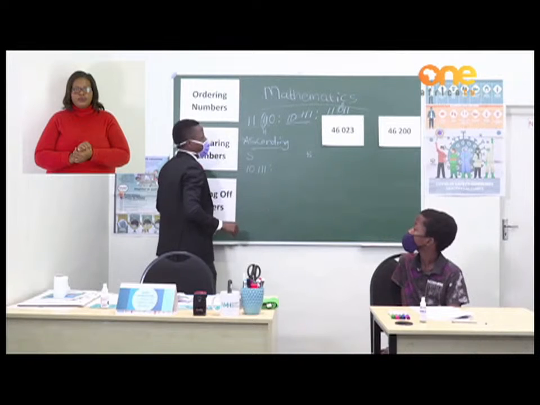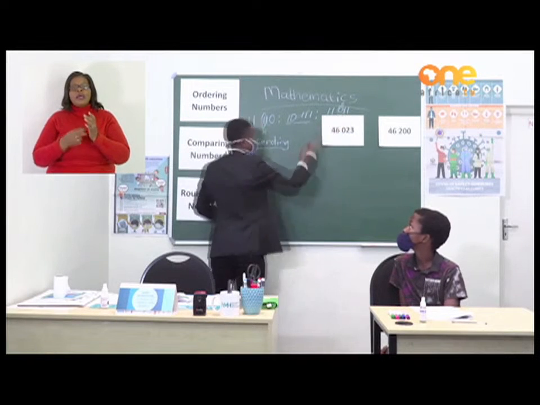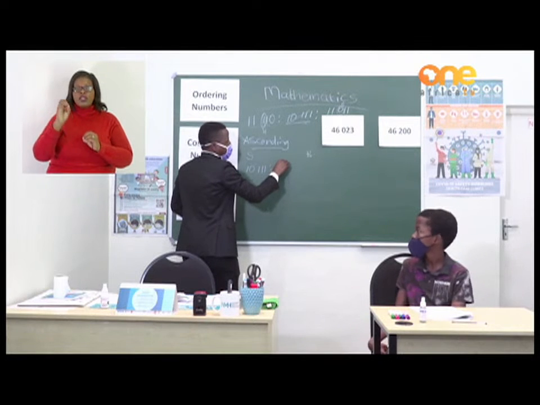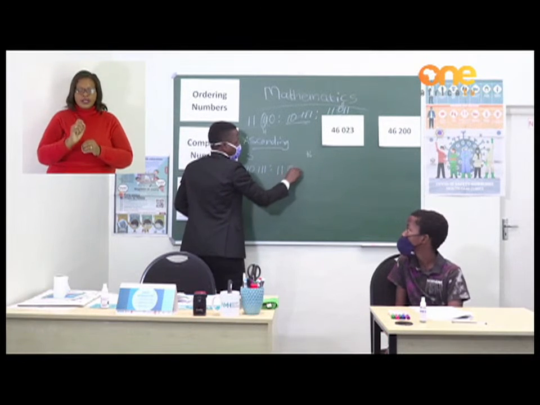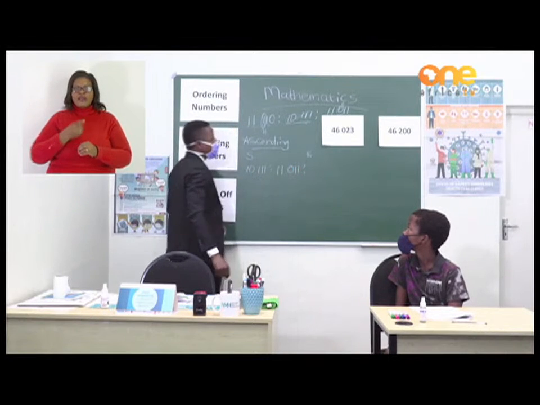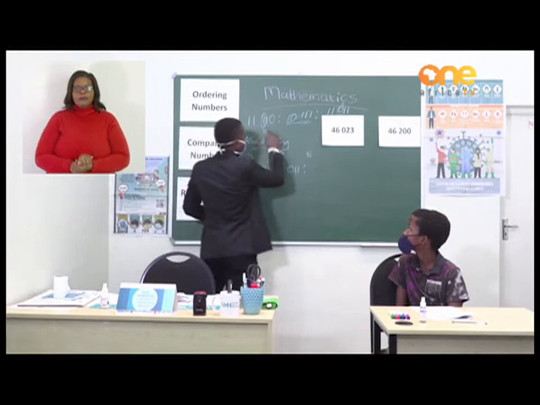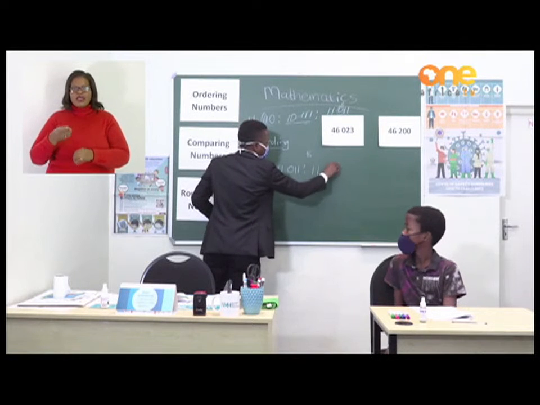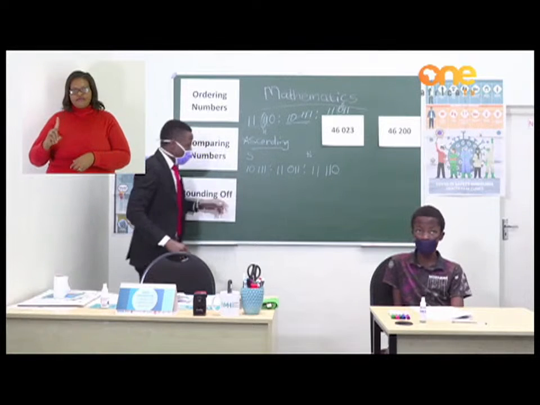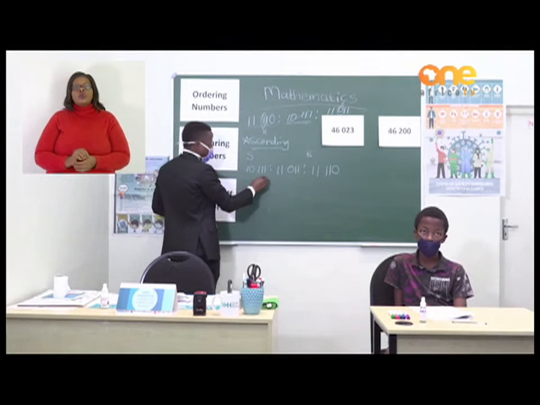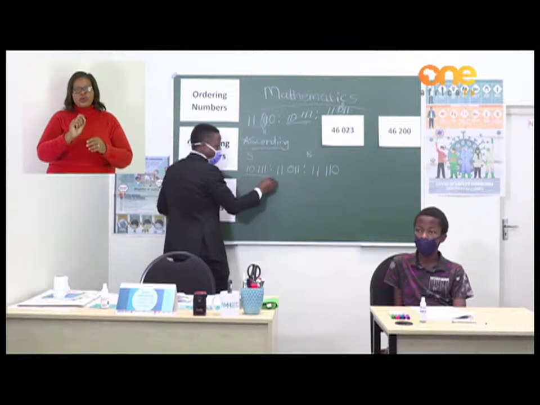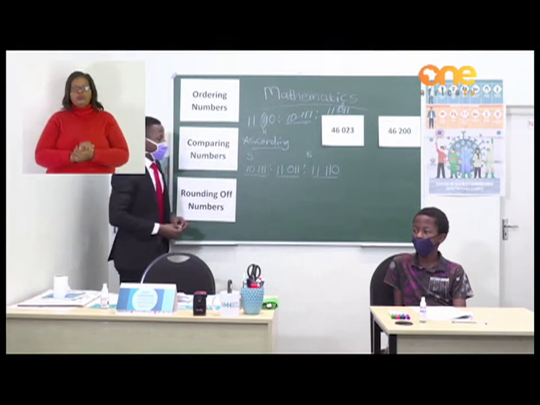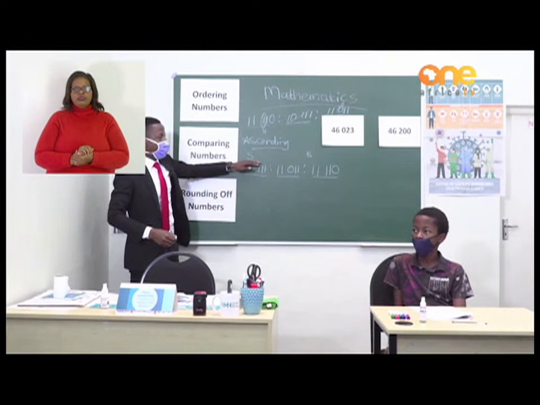That way, we know that this number will be the smallest. So I'll write that one first. And the last number, which is the biggest, will be 11,110. So in this manner, you can see that this is the smallest number, followed by that, and the last number, which is the biggest, stays there. So this is ascending order.